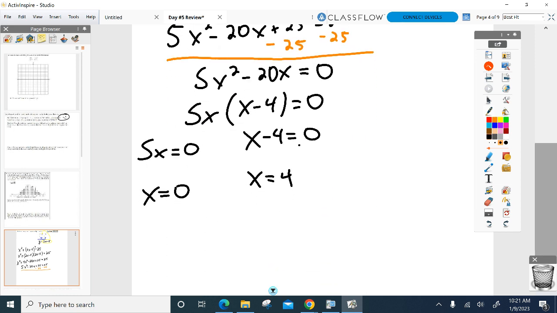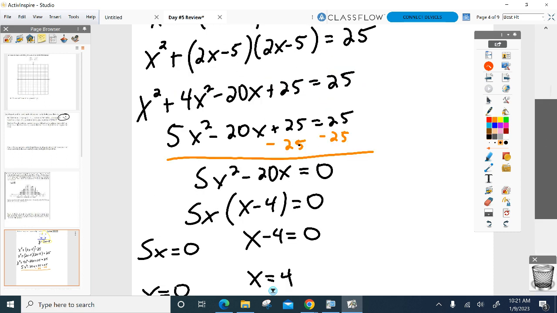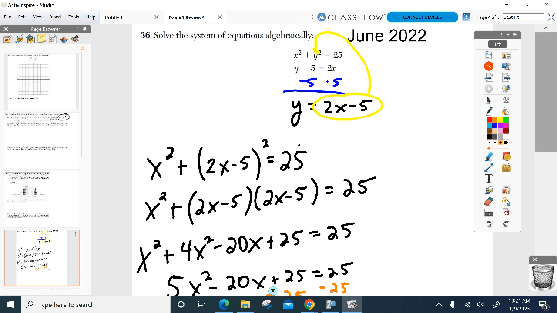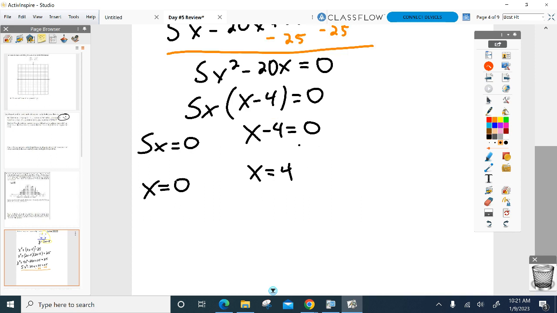So first one, x is 0. Plug it back into either of the two you think is easiest and solve for y. Then take 4, plug it in for x, solve for y. It's up to you. I don't care which equation you use. I know probably one's easier than the other. So take 0, plug it in for x and solve for y, and then do the same thing with 4. And I'll ask somebody what we have here. So when x is 0, plug it in. What'd you get for your y? And then plug in 4.